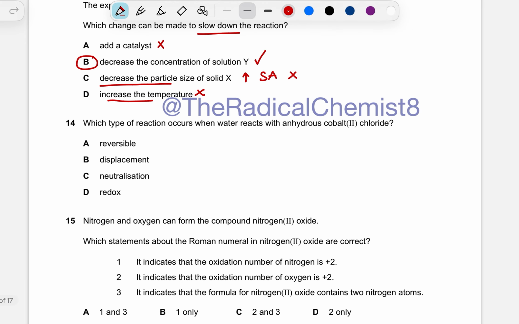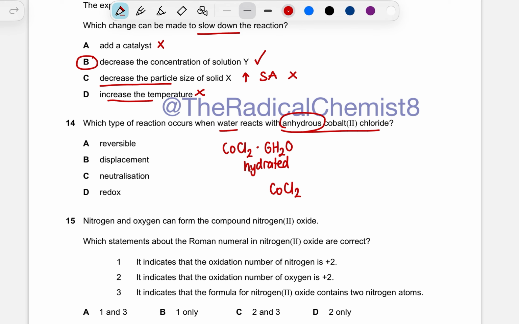Which type of reaction occurs when water is added to anhydrous cobalt chloride? So this is a test for water you need to remember. So cobalt chloride.6H2O would be your hydrated compound. And here what they're asking you is you're adding water to the anhydrous compound. So you need to know this reaction.